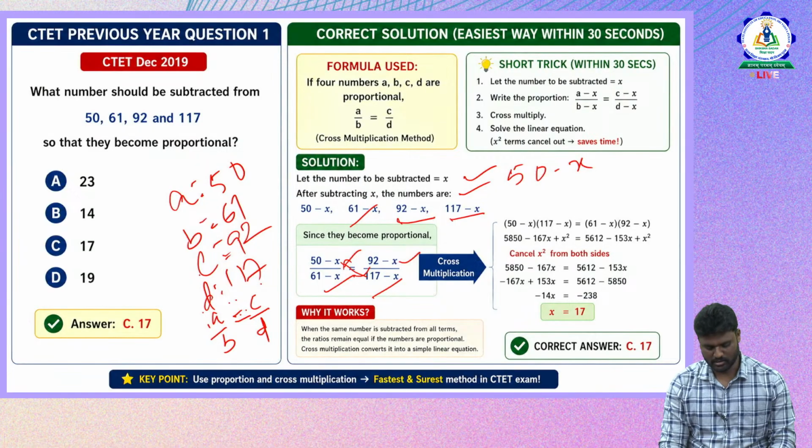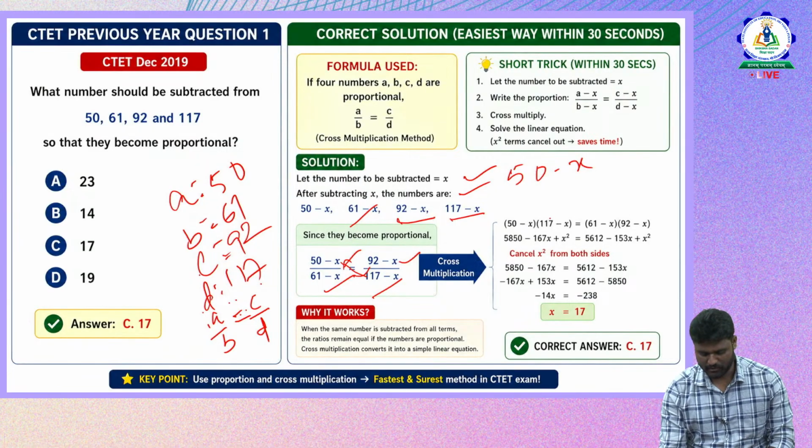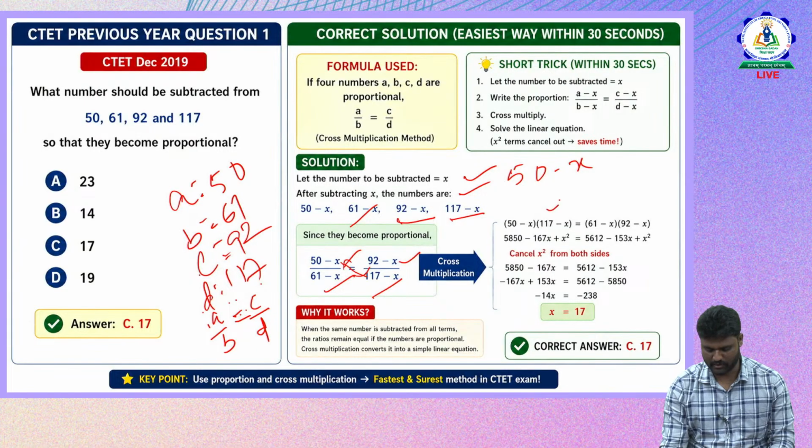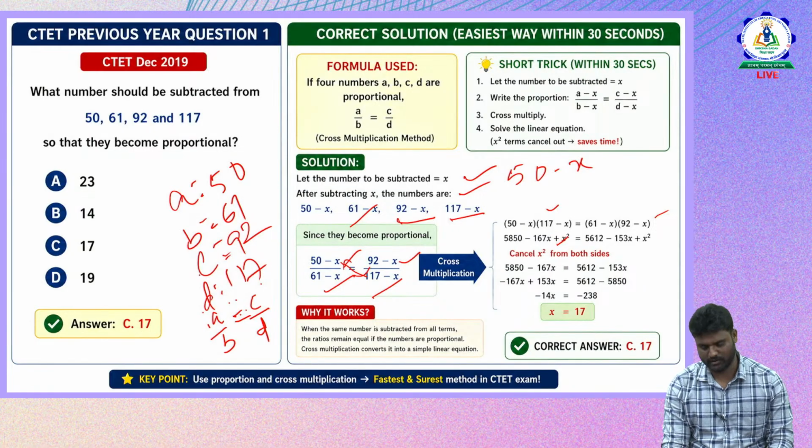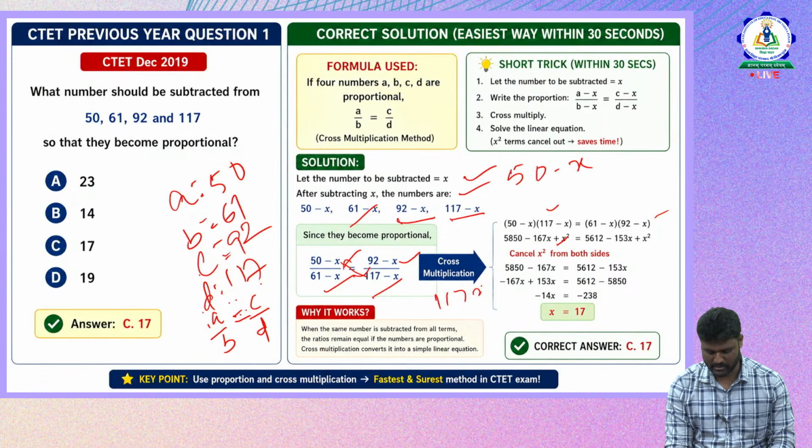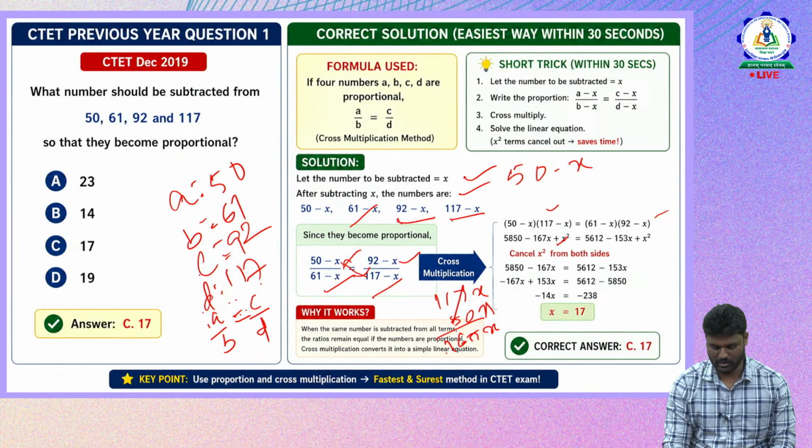Okay, so now if you do the cross multiplication, that becomes 50 minus x into 117 minus x is equal to 61 minus x into 92 minus x. So when you multiply both, you will get 50 into 117, that becomes 5850, and minus x into minus x, plus x square, and minus x into 117 and minus x into 50, that becomes 117x plus 50x, so that becomes 167x. Okay, so that is the value of the LHS side.